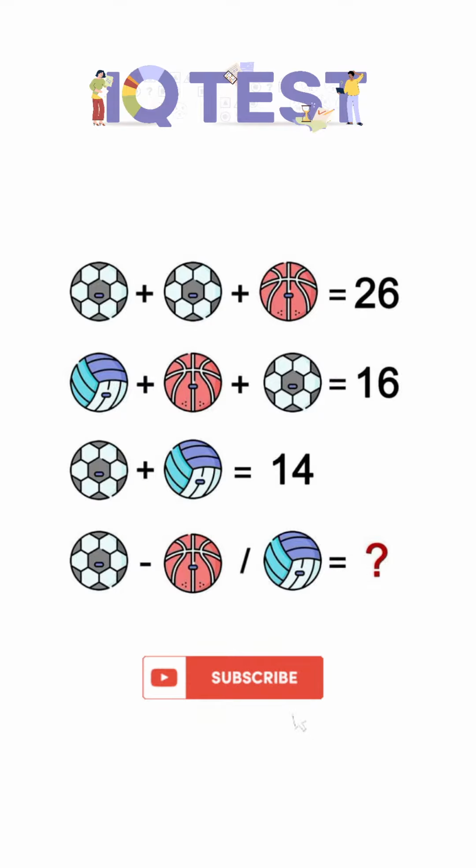So if the white balls are 2, then from the first equation we have 2 plus 2 plus y is equal to 26. So it means 4 plus y is equal to 26. So our y is equal to 22. Yes. So y is equal to 22.